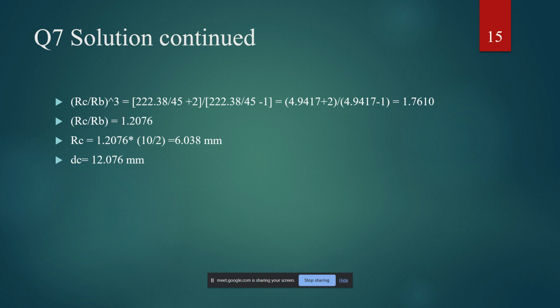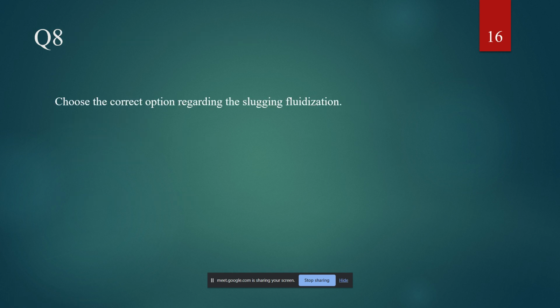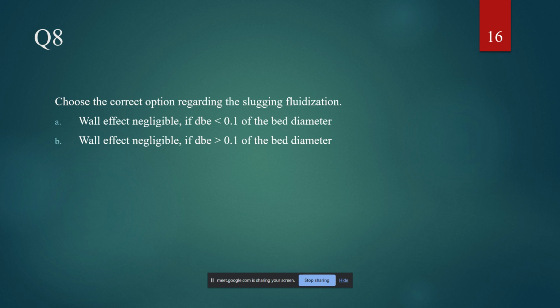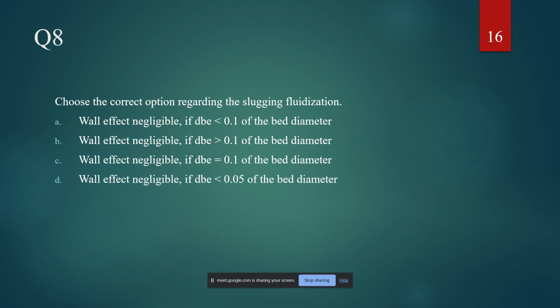In question 8, it is asked that choose the correct option regarding the slugging fluidization. Wall effect negligible if dB is less than 0.1 of the bed diameter. Wall effect negligible if dB is greater than 0.1 of the bed diameter. Wall effect negligible if dB is equal to 0.1 of the bed diameter. Wall effect negligible if dBE is less than 0.105 of the bed diameter. So here dBE is nothing but equivalent bubble diameter.